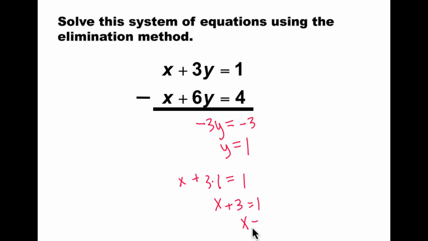x equals negative 2. So the solution to this system is y equals 1 and x equals negative 2.